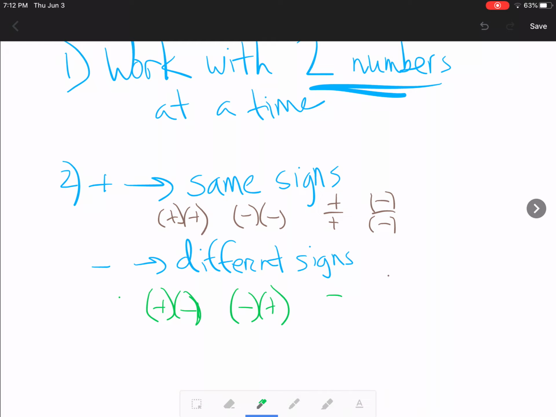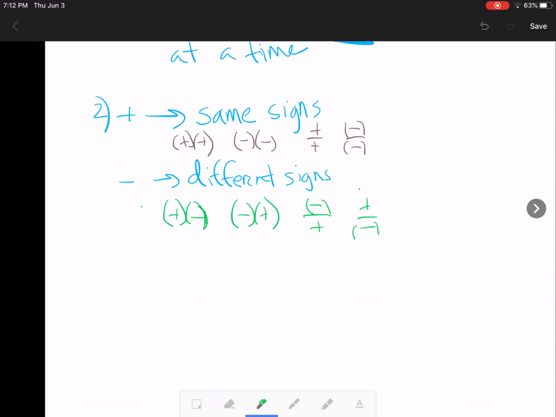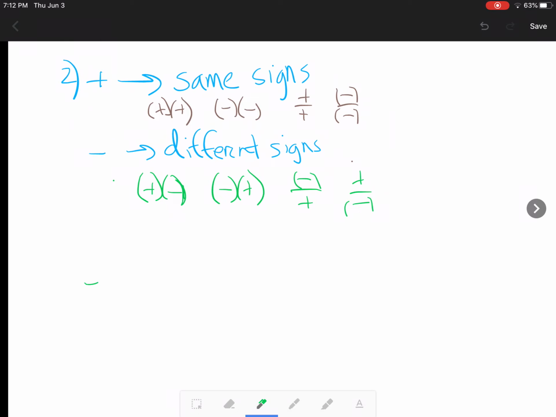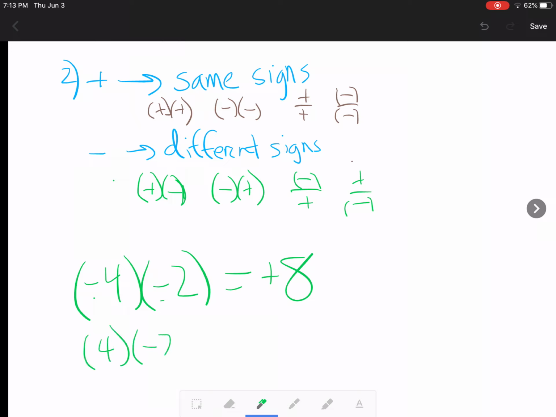Again, a negative divided by a positive or a positive divided by a negative, however you want to look at it, all of those are going to be negative. But this only happens when we're dealing with two at a time. So let's take a look at a few simple number examples. We have -4 times -2. Two negative signs means this is going to be a positive 8. Compare that to +4 times -2. We have different signs, and now we end up getting -8.